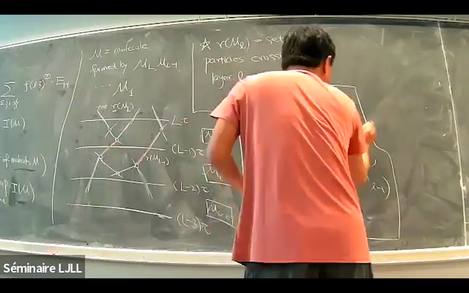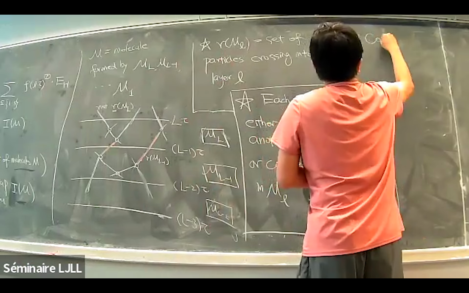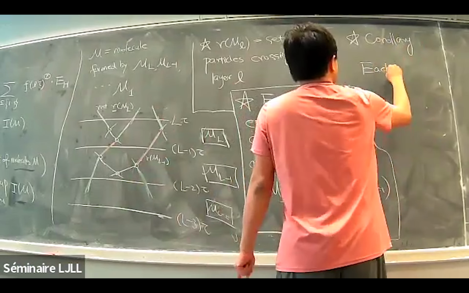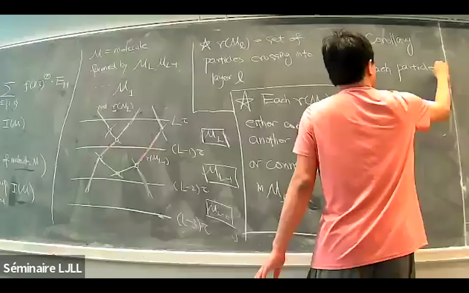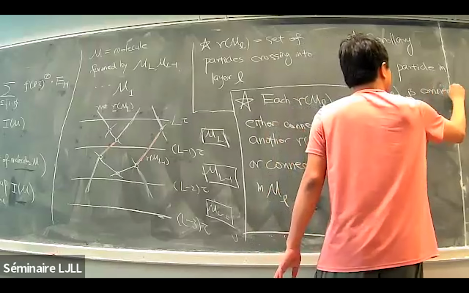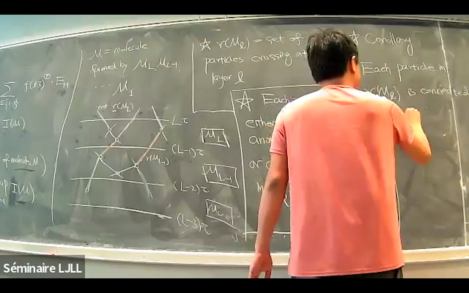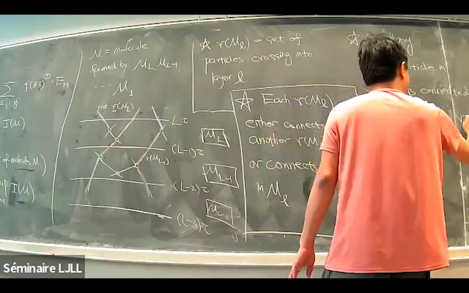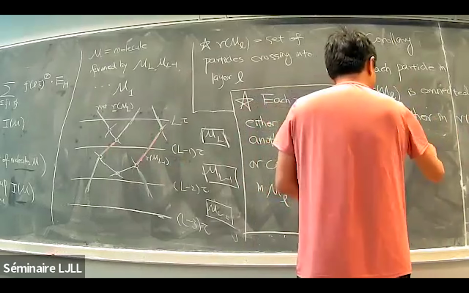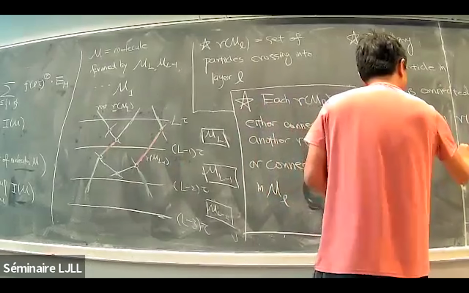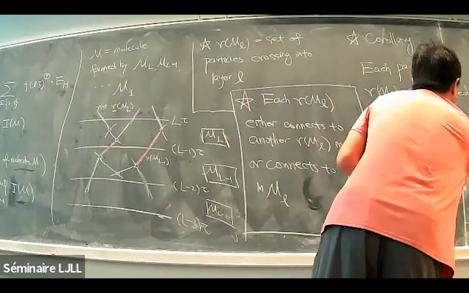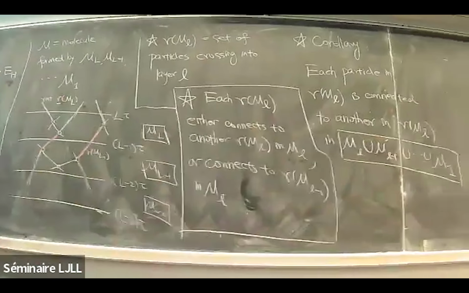This statement is a corollary: each particle in R of ML is connected to another particle in R of ML, but not necessarily in this layer ML, it could be in the layers ML union ML-1 union ... union M1, basically in layer L and below. Okay, let's look at this picture.